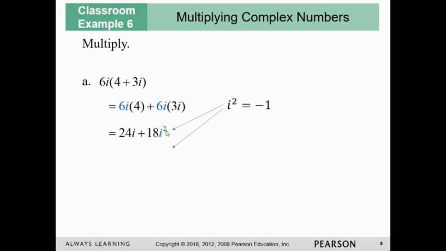Remember, i squared is negative 1. So we replace the i squared with negative 1. And we end up with our complex number here of negative 18 plus 24i. We've got to put it into standard form by putting the real part first, followed by the imaginary part. So negative 18 being the real part, 24i being the imaginary part.